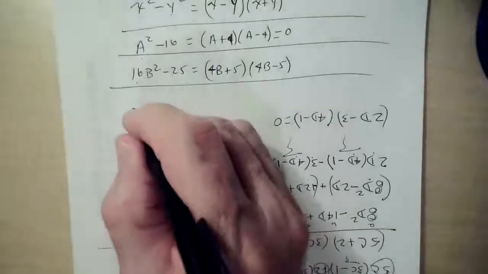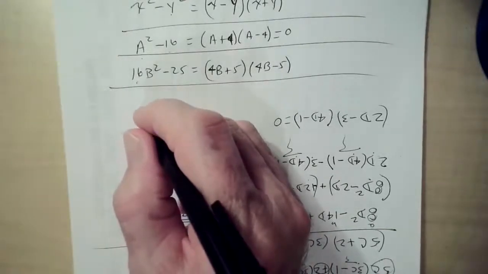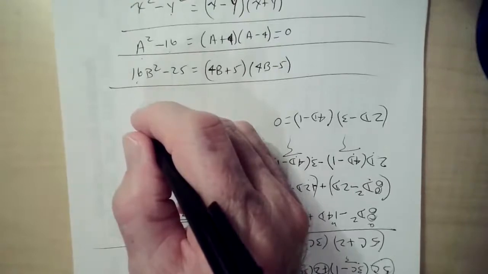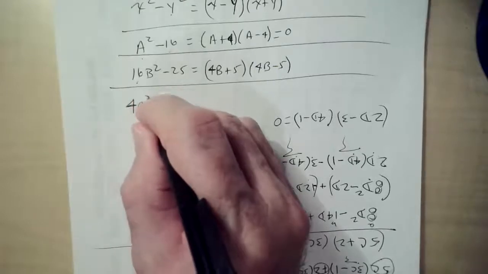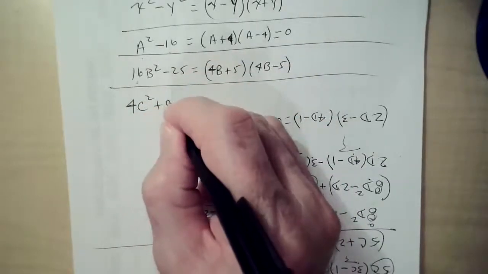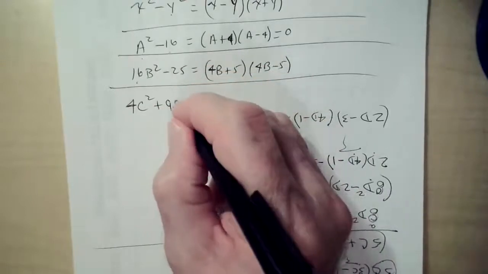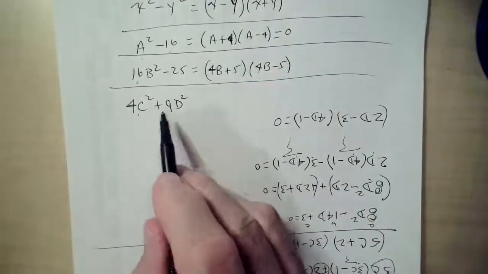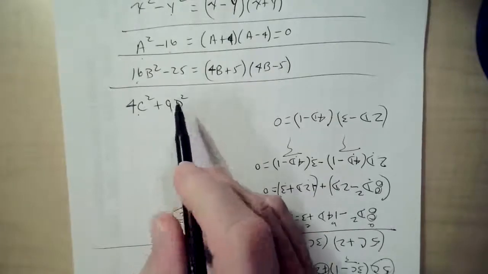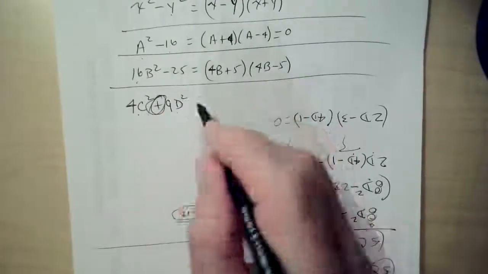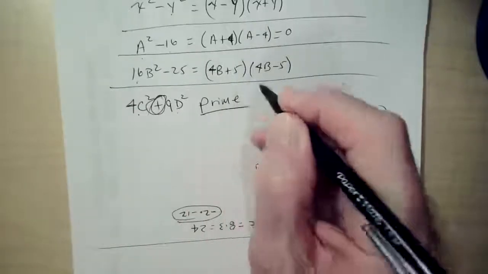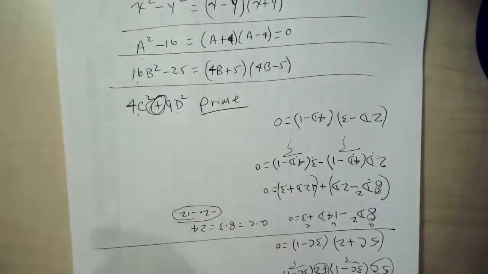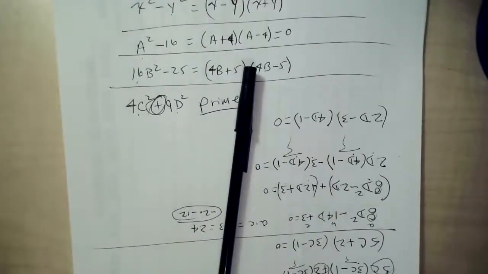Now, what if you get this? I'm going to do this to you on tests and maybe a quiz or two. What if we have 4c squared plus 9d squared? Are these perfect squares? Yes, but it's not the difference of. So this is prime, right? Right.